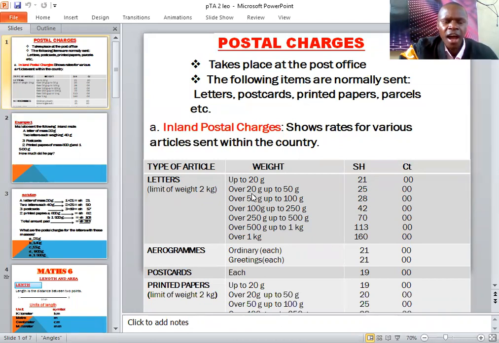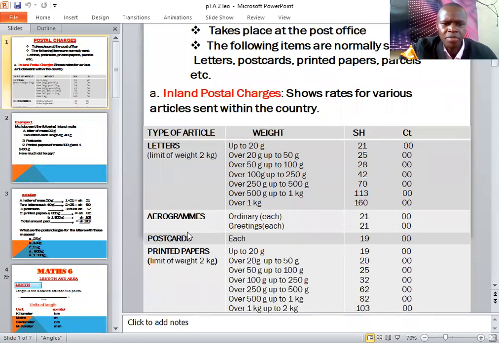Next, we have another one. If you are sending over 20 grams up to 50 grams, the charges will be 25 shillings. Now, what about other items? For example, you may be sending what we call aerograms. Each is normally charged at 21 shillings, basing on these post office charges. Now, what about the postcards? Each one will be charged at 19 shillings.